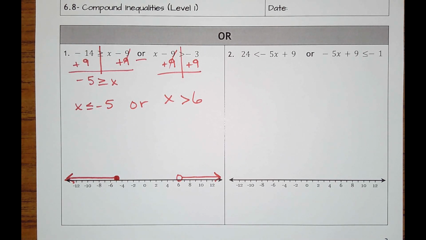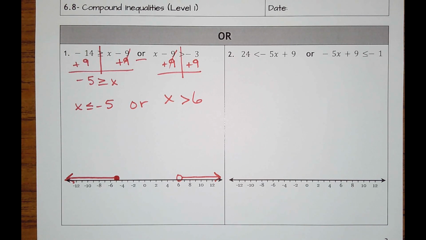I want you to give me a thumbs up if it would be a solution, and give me a thumbs down if it would not. Deal? Thumbs up if it is a solution, thumbs down if it is not. Negative 10. Show me thumbs up or thumbs down. Would negative 10 work as an answer? Yes, because I see it's on my line. Negative 6. That is smaller than negative 5, so that's good. Negative 5. Yes, because it's a closed circle. It is equal to negative 5. 0.